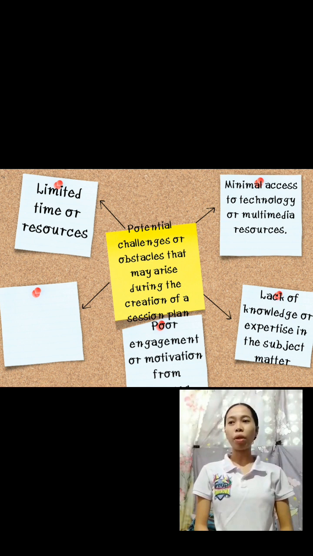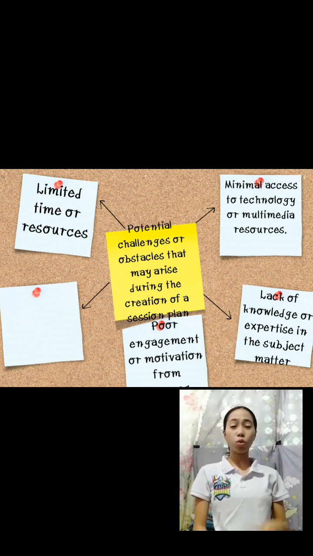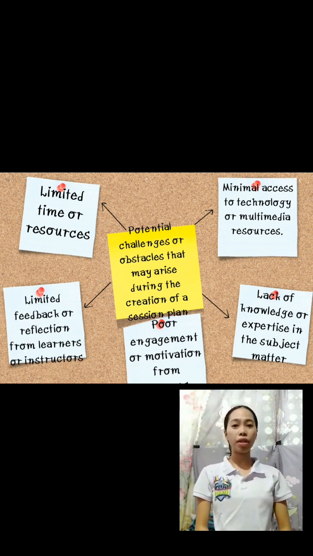Fourth, we have poor engagement or motivation from learners. Poor engagement or motivation from learners can hinder the effectiveness of session plans, resulting in disinterest, distractions, and limited participation. For instance, students may show signs of boredom, a lack of enthusiasm, and passive learning behavior during the session plan.